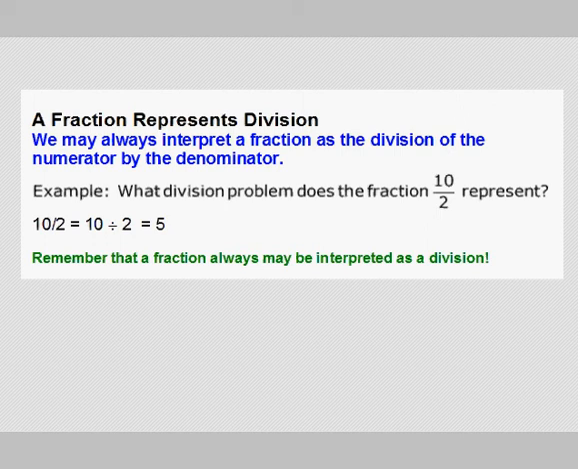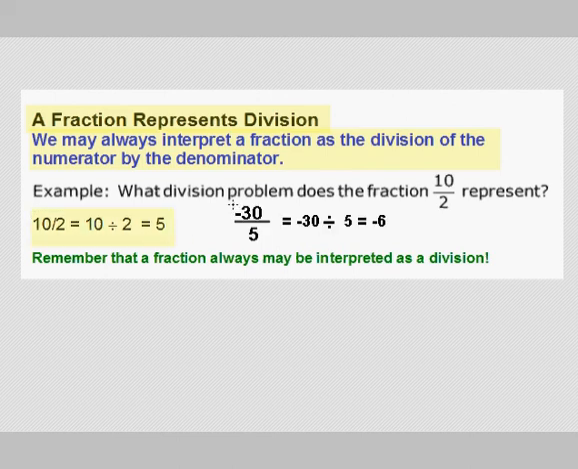Here's an important concept to cover before we do any additional problems. A fraction always represents division. We may always interpret a fraction as the division of the numerator by the denominator. For example, what division problem does the fraction 10/2 represent? Well, 10/2 equals 10 divided by 2, which is 5.